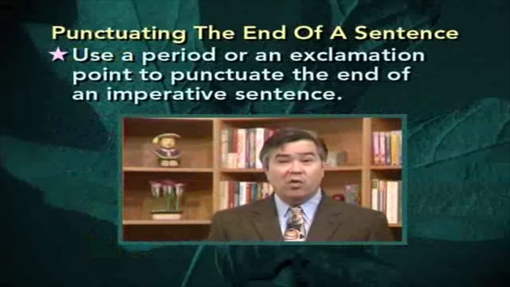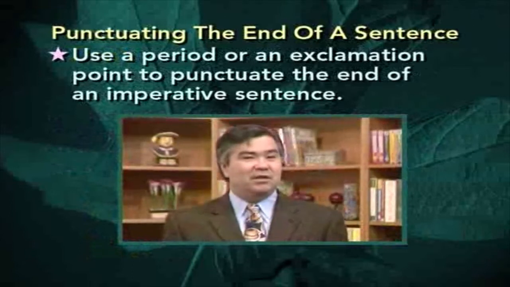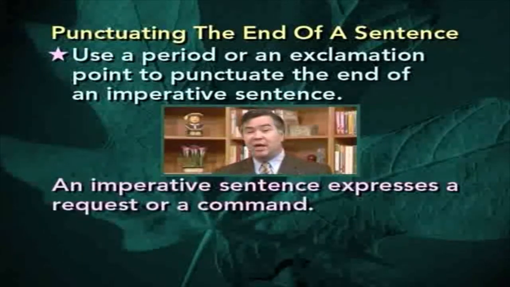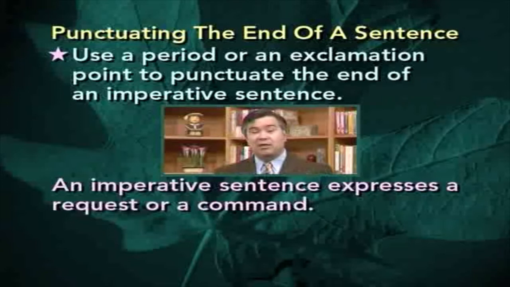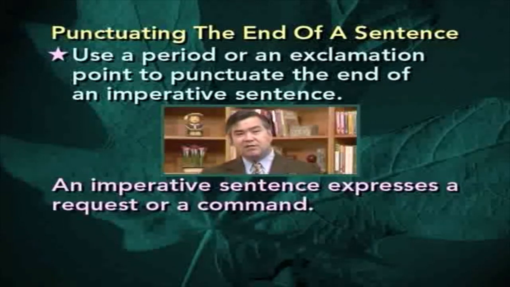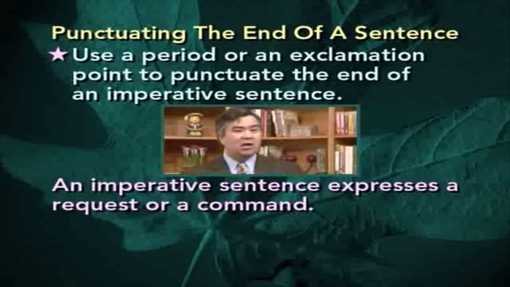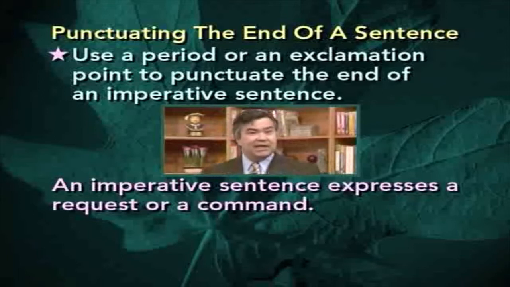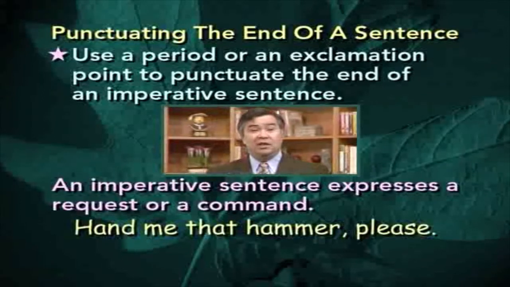Use a period or an exclamation point to punctuate the end of an imperative sentence. An imperative sentence expresses a request or a command. When you're asking or ordering someone to do something, you are writing an imperative sentence. And an imperative sentence may end with a period or an exclamation point. It all depends on the nature of the request or the command. Let's take a look at a couple of examples. Hand me that hammer, please.